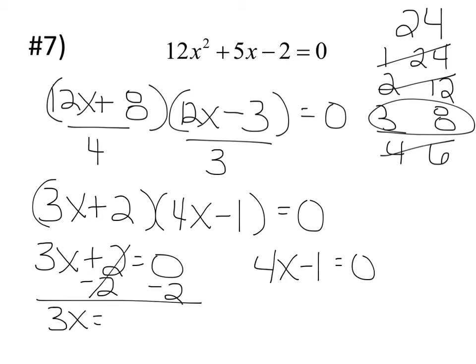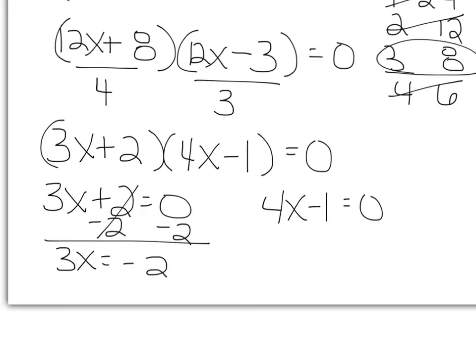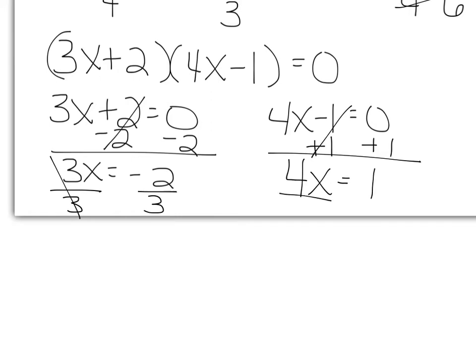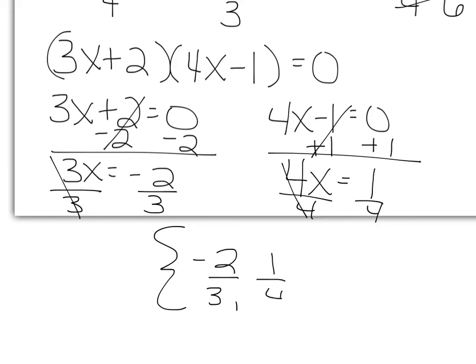So you have 3x equals negative 2. Divide both sides by 3. You get x is negative 2/3. And then over here you're going to add 1 to both sides. You get 4x equals 1. Divide both sides by 4. So your solution set is negative 2/3 and 1/4.